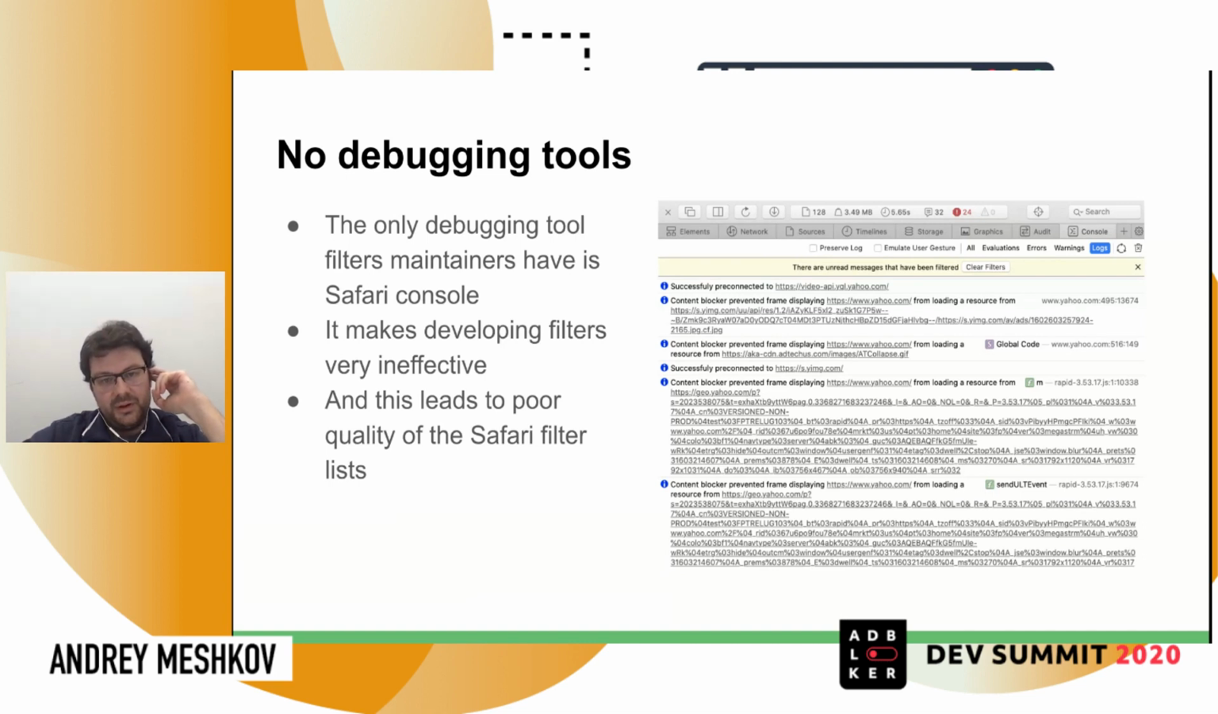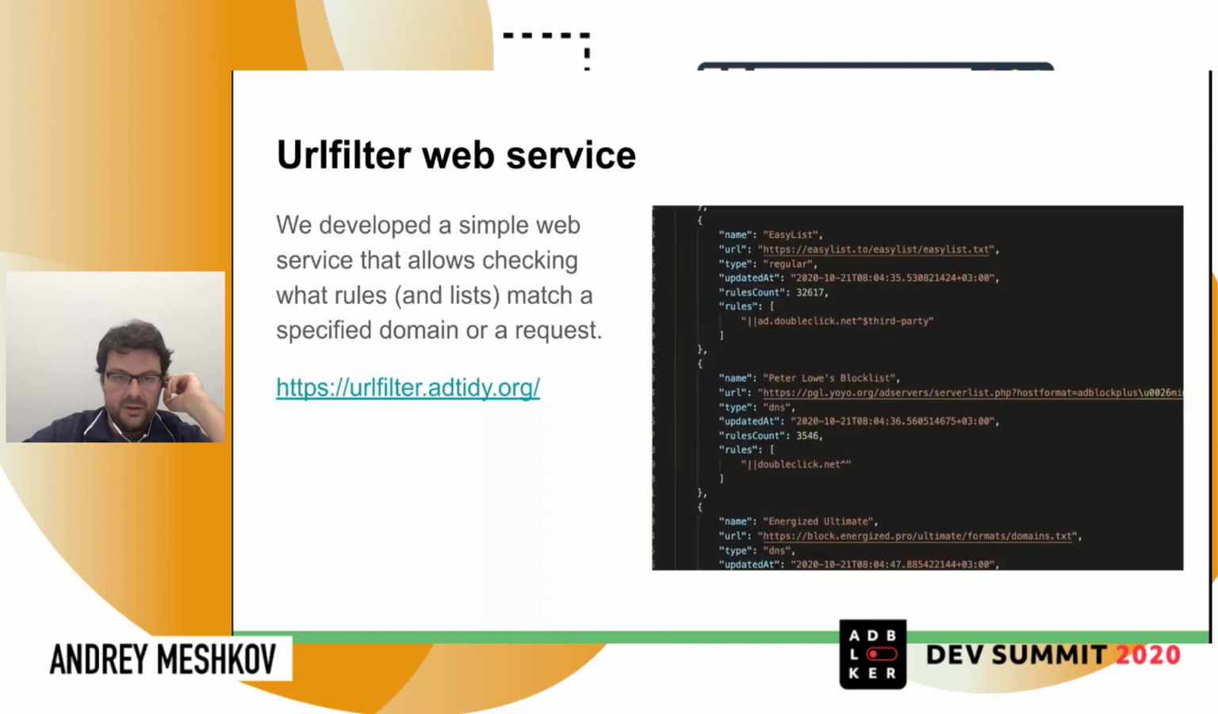This, in turn, leads to the poor quality of the filter lists in Safari compared to other browsers. On a side note, the same issue is typical for Adblock DNS. From the outside, you can see that the request is blocked on the DNS level, but you don't know what rule or block list is causing this.